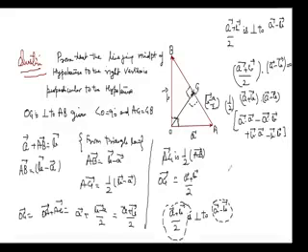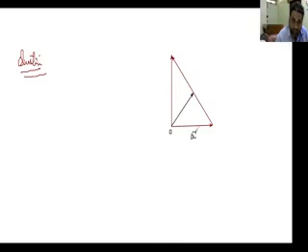Let's try to prove. If these two are perpendicular, if this is perpendicular to this, that means their dot product should be what? Zero. Their dot product should be 0. Okay, so let us do that.